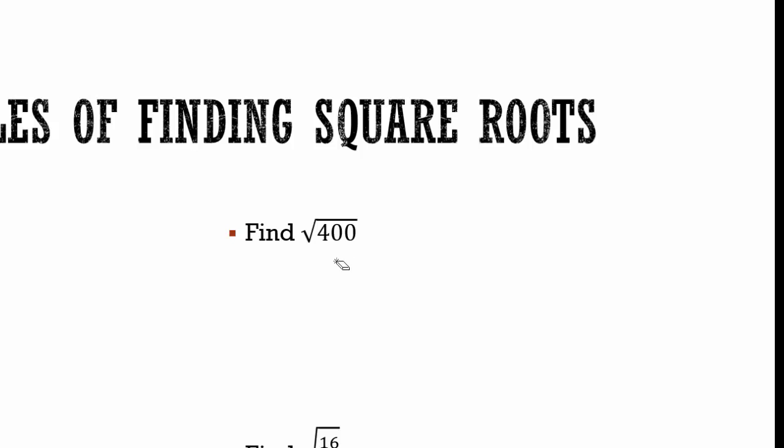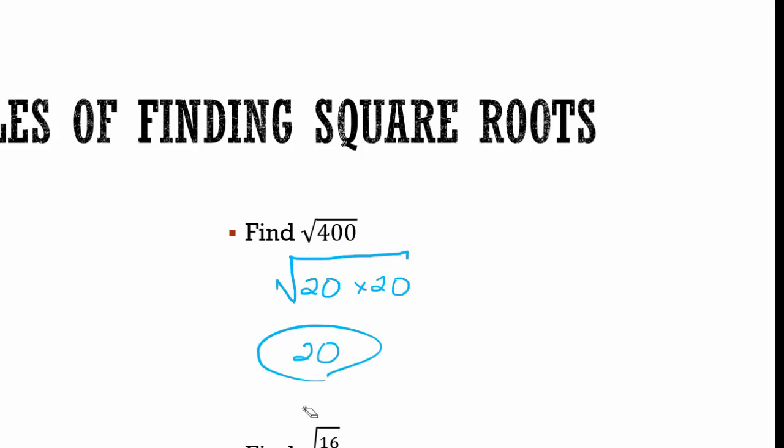So what times itself makes 400? Well, I know that 20 times 20, because 2 times 2 is 4, and I've got to get to the hundreds, so 20 times 20 is going to give me 400. So the square root of 400 is 20. When it's written like this, we're only concerned with the positive roots, so I only include positive 20.